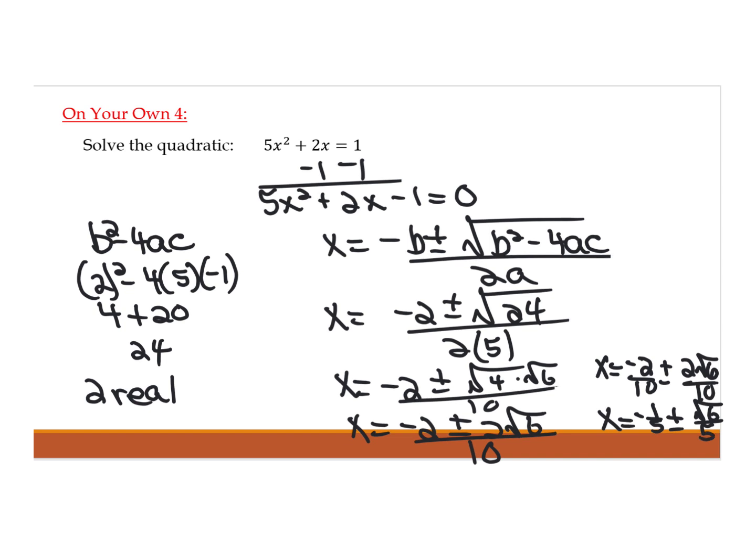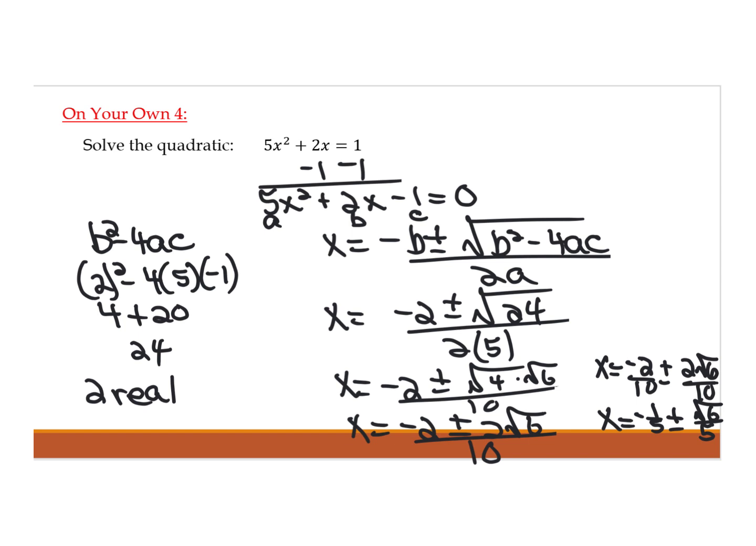All right, on this last one, we're solving the quadratic equation 5x squared plus 2x equals 1. We're going to subtract 1 from both sides, and my equation becomes 5x squared plus 2x minus 1 equals 0. My a value is 5, my b is 2, and my c is negative 1. So I find the discriminant.